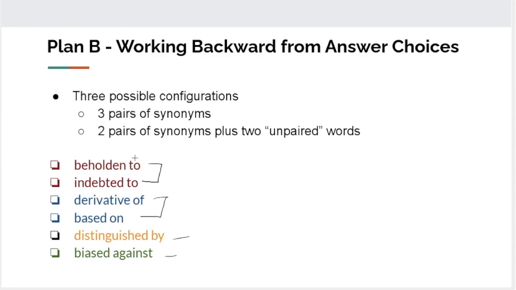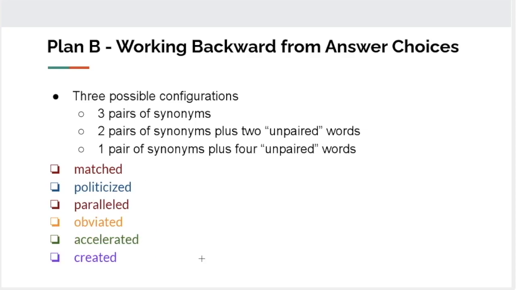And the fact that these first two are paired and the next two are paired, that's just a coincidence here. They can be spread throughout, but the key is that you've got two pairs and then two individual words. And then our third possibility is that you could have one pair and then four individual words. So matched and paralleled, politicized, obviated, that basically means to eliminate something, to obviate the need for such and such means to get rid of the need for whatever that thing is. Accelerated, sped up, created. So all four of these words that are not in red mean different things, and so we just have one pair of synonyms in that case.